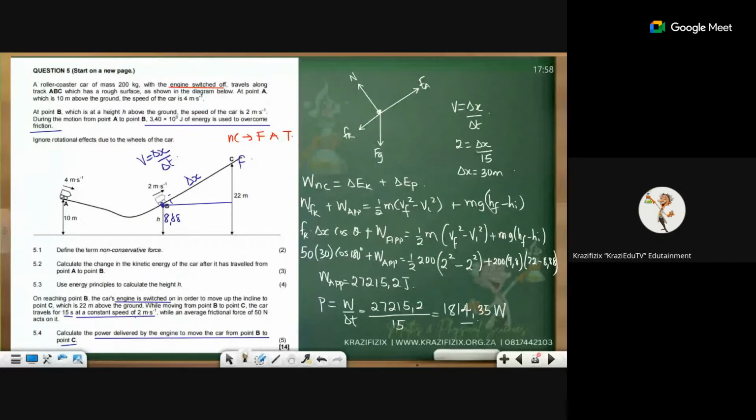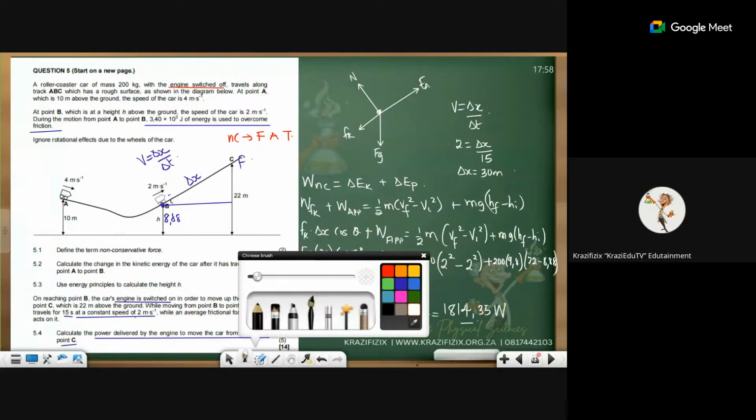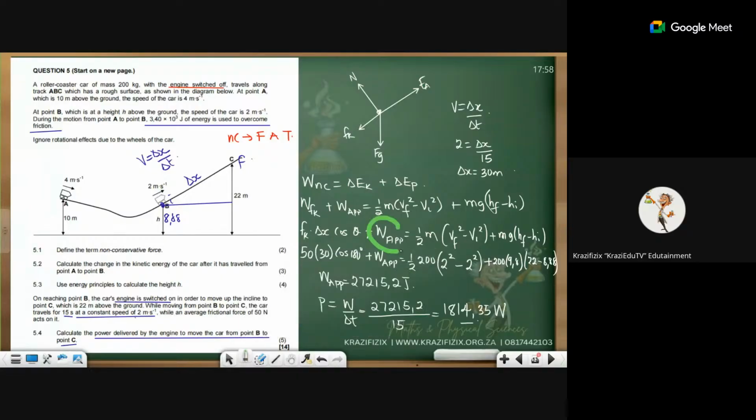Power. Can you use, in the last step of power, everything as force times velocity? That is if I get my force. So if I expanded this one, we're solving then for the force. You have to get the force first, then multiply that by the speed of 2. But that's extra work.